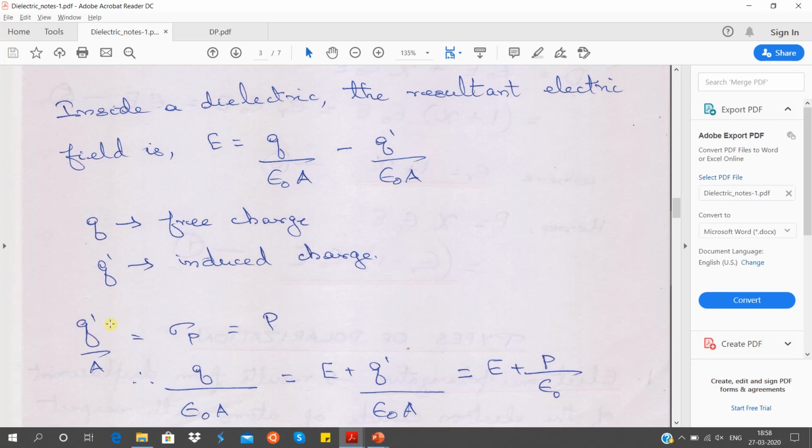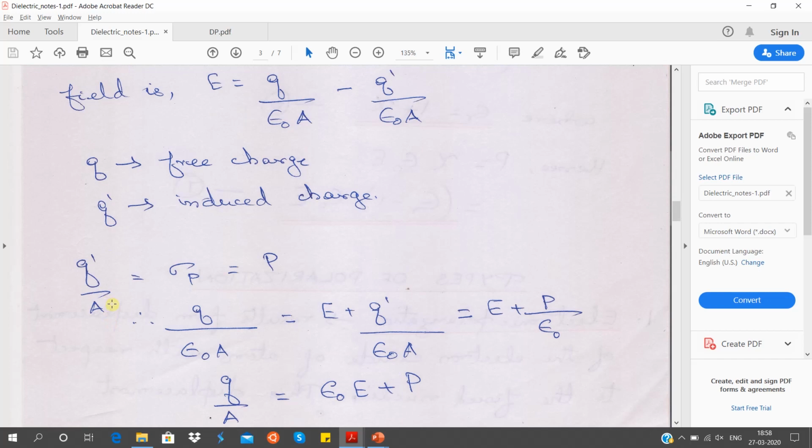Now Q prime by A is nothing but the magnitude of the bound charge divided by the area of the material. What is that? That's nothing but the surface charge density of the bound charge or the induced charge. And in the previous session we have seen that this is equal to the polarization P. Sigma P was equal to P. So instead of Q prime by epsilon naught A, I am going to write P.